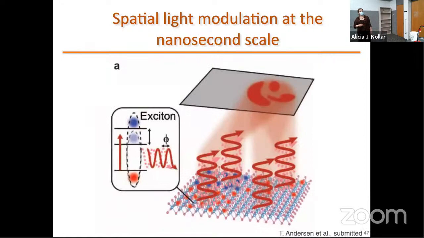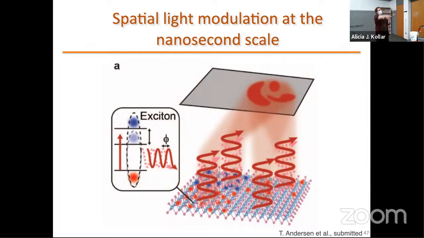This effectively changes the upper level of the exciton. And of course, if you have a slightly different energy, you have a slightly different phase, and this is how you do this. The nice thing is this is really very small, and you can change these potentials on the nanosecond scale. So that means you can do this beam steering on the nanosecond scale. That's basically faster than what anybody else can do.